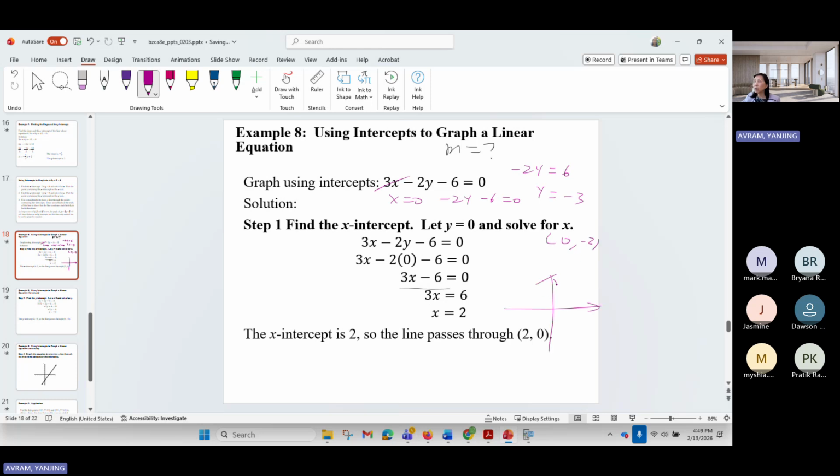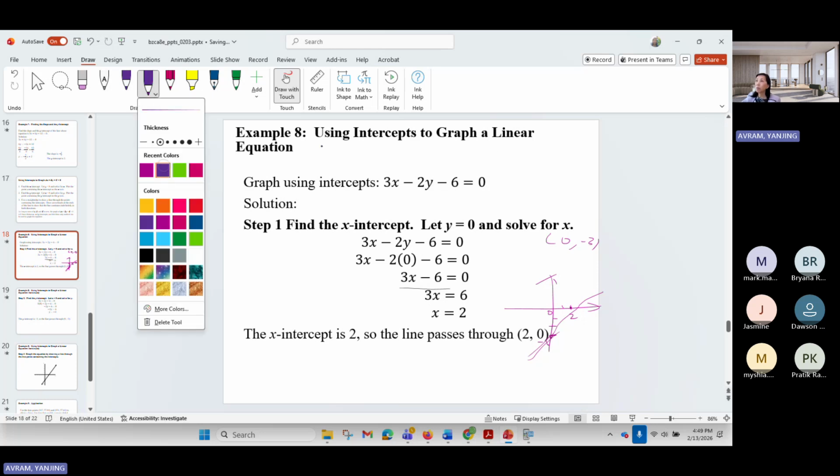If you go to make a graph, you're going to have 2 and 0. All right, 0 and negative 3. So it will be passing through these 2 points, like that. All right, so that is your x- and y-intercepts. If I want to find the slope, I have to write down the y equals mx plus b form.